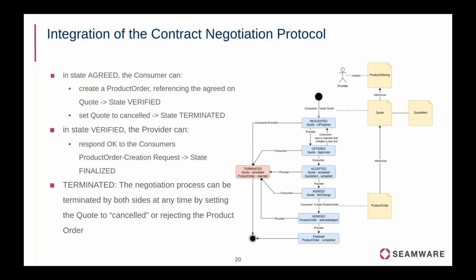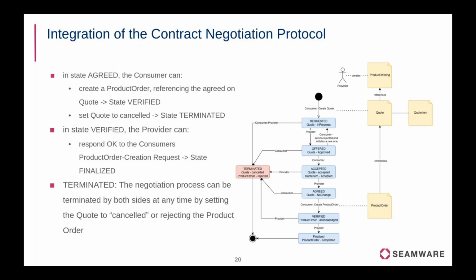And then the consumer has to create the product order. This product order is created here and will reference the quote that both of them agreed on. So we will have a product order that does not have a reference to the product offering as we've seen before in the example, but now to the quote. The quote that is referenced obviously needs to be in state accepted. And with this quote created, we're going to the state verified. If the consumer is not okay, he still can cancel the quote and the whole negotiation can start again if they want. If we're in state verified, now the provider has to act.